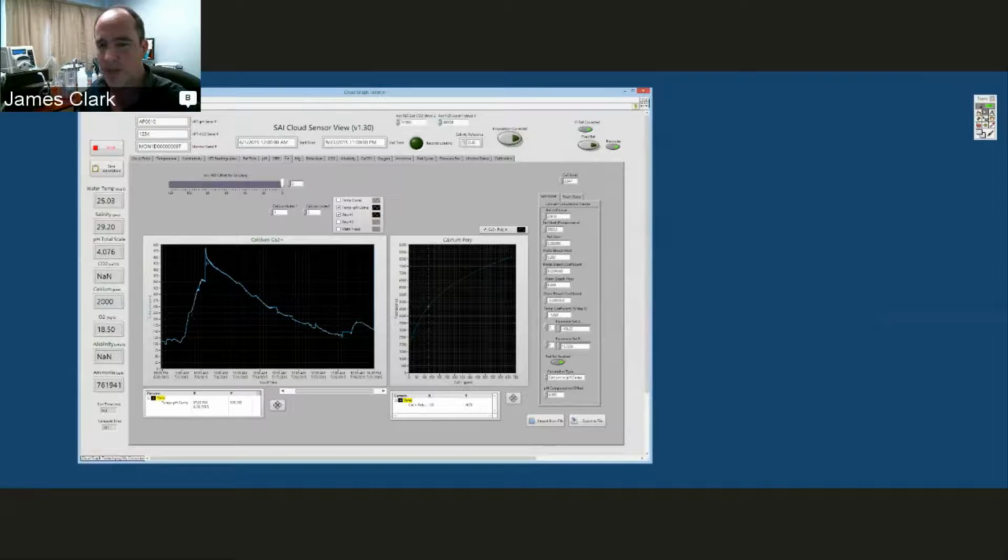Most of these ramps up and down were done using this peristaltic pump that was sitting on top of the test chamber, where I'm adding water that's either high in calcium or has no calcium to bring it back down.